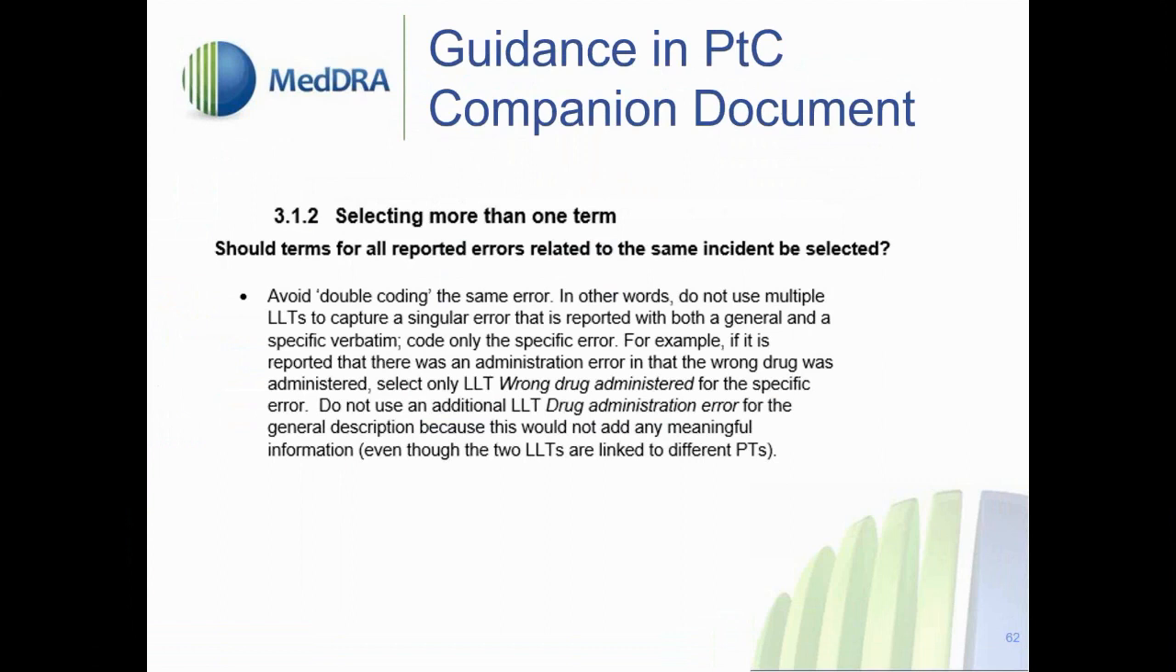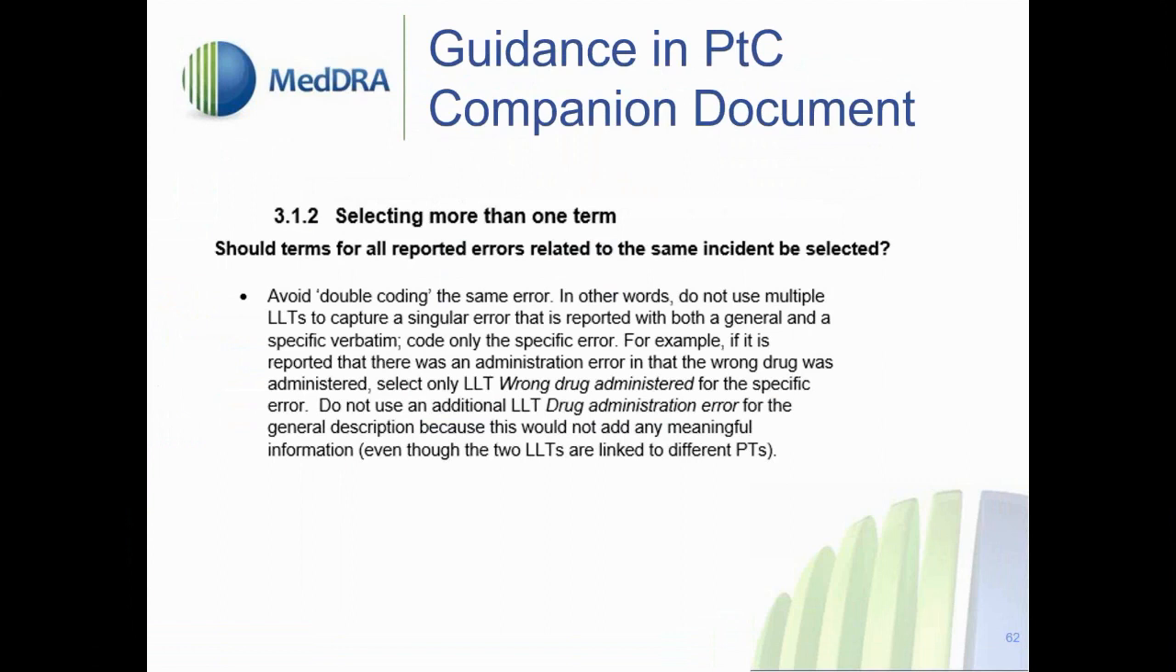It says that we should avoid double coding the same error, meaning that we should not use multiple LLTs to capture a singular error that is reported with both a general and a specific verbatim. We should only code the specific error. The example given is the following: it is reported that there was an administration error in that the wrong drug was administered, and we should only select the LLT "wrong drug administered" for this specific error.